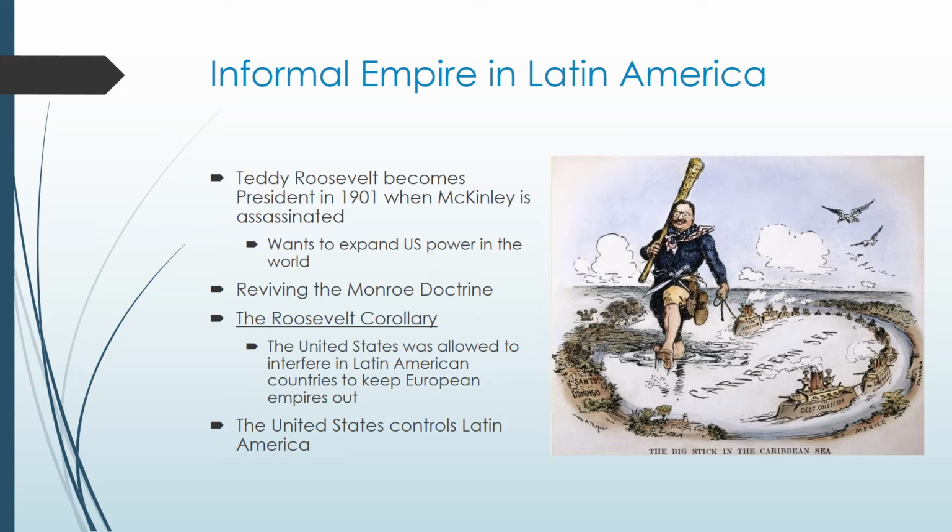And Roosevelt actually adds something to the Monroe Doctrine called the Roosevelt Corollary, which says that the United States is allowed to step in and interfere in any Latin American country in order to keep European empires out. So if it ever looks like a country is about to go over to a European empire, the United States is allowed to go there and basically stop that from happening. And the takeaway from this is that by the end of Teddy Roosevelt's time in office, the United States basically controls all of Central and South America. So they've set up an informal empire in that area and are selling all sorts of stuff and getting all sorts of stuff from this area.